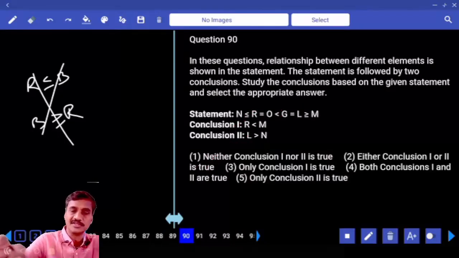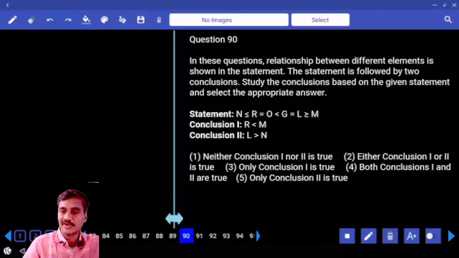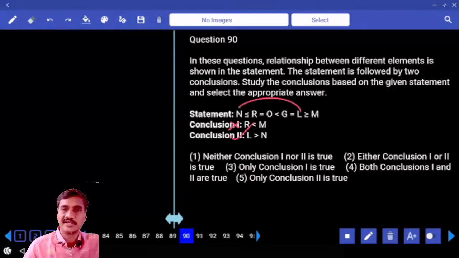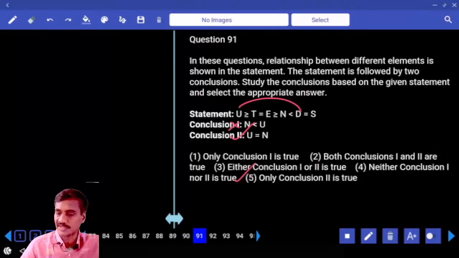Then coming to this 90, the relation between R and M. Now in between these two, R and M, lesser than and greater than are two opposite symbols, so no relation. N and L, N lesser than L, L greater than N, definitely 2. And so only 2 is true. Only 2, that is the choice for question number 90.